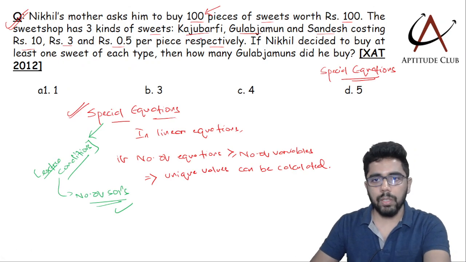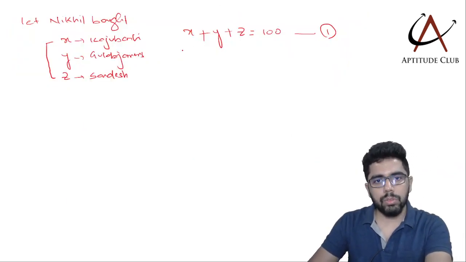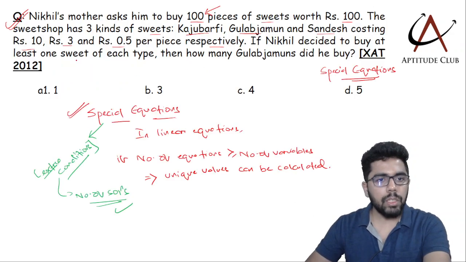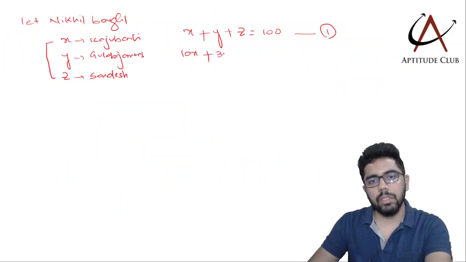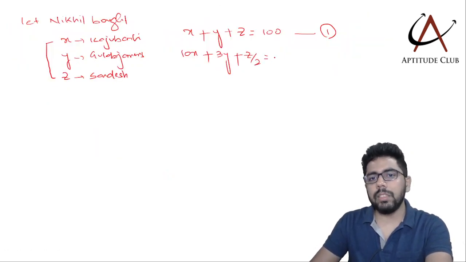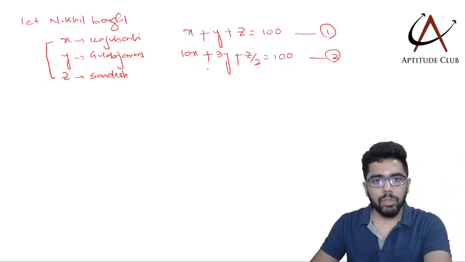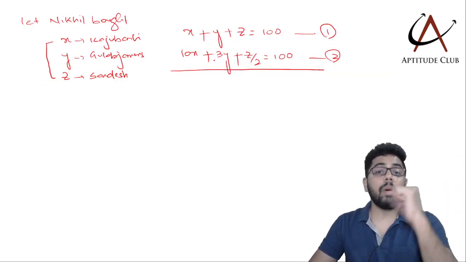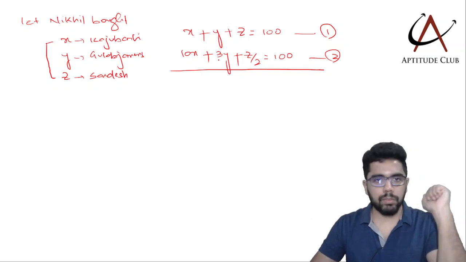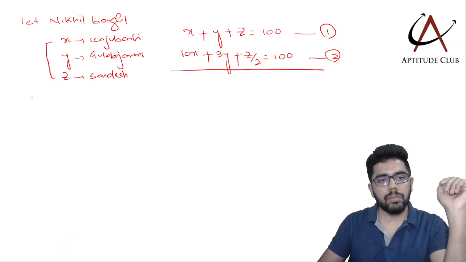What's the second equation? In terms of money, 10 rupees per Kaju Barfi, so X Kaju Barfi costs 10x. 3 rupees for each Gulab Jamun, so 3y. And 0.5 rupees, or 1 by 2, for each Sandesh, so it is Z by 2 rupees. This is also 100, because he is spending 100 rupees. So I got two equations, but there are three variables. Two equations, three variables, so we reached a special equation condition.